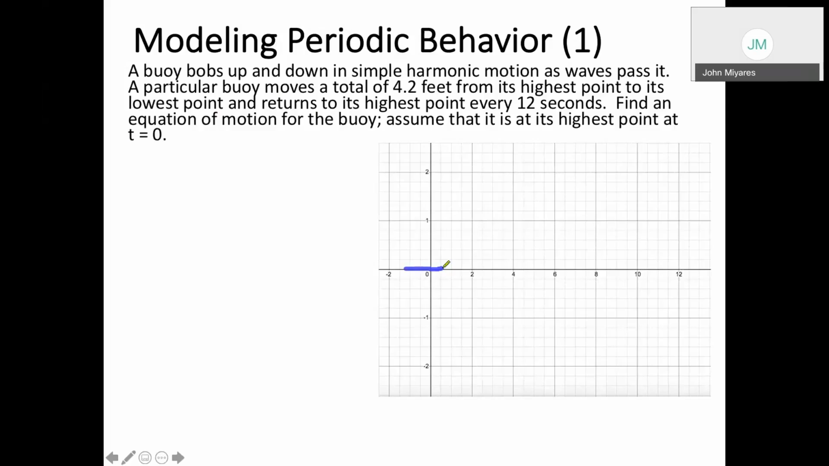For a buoy to travel a total of 4.2 feet from its highest point to its lowest point every 12 seconds will mean that it's going to travel from a peak of about 2.1 to a low of 2.1 below equilibrium every 12 seconds. So, assuming that we are starting at its peak at t equals 0, I'm going to have my graph start at the point (0, 2.1), and it will end at the point (12, 2.1).